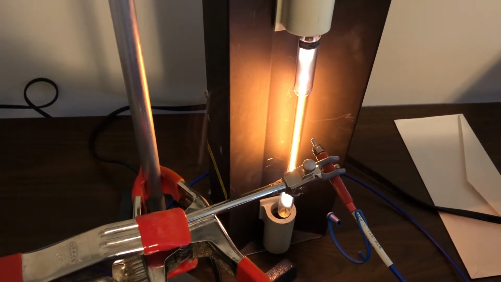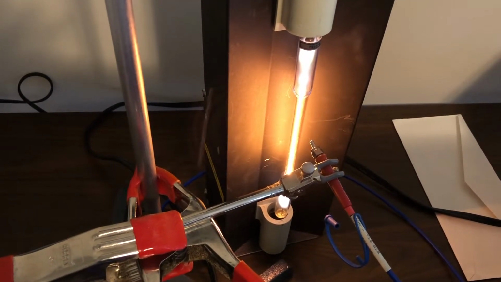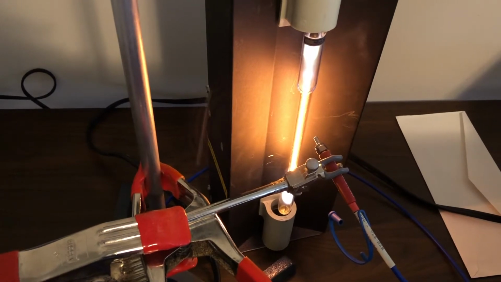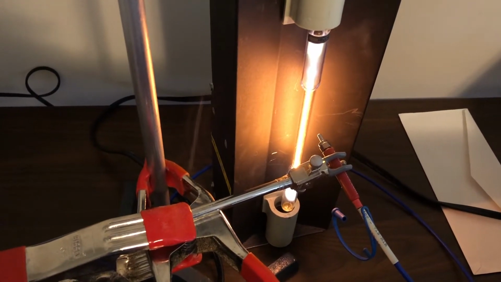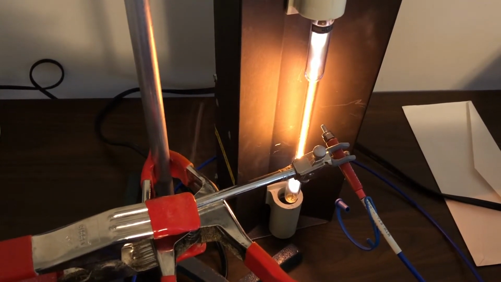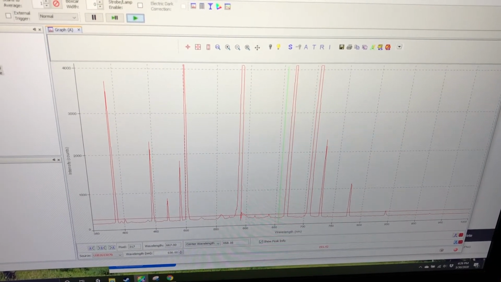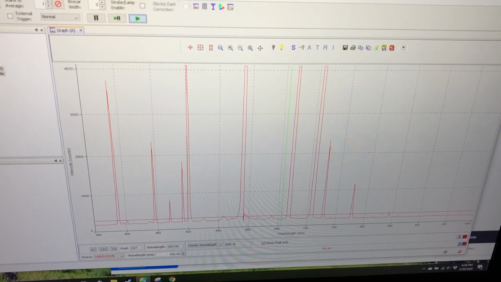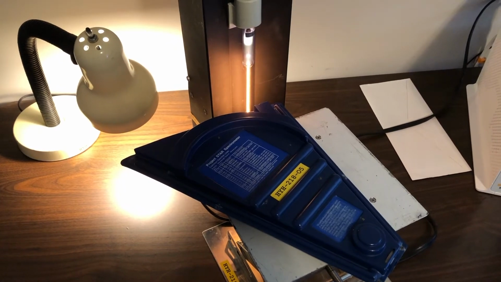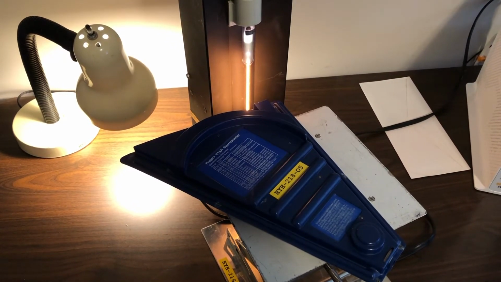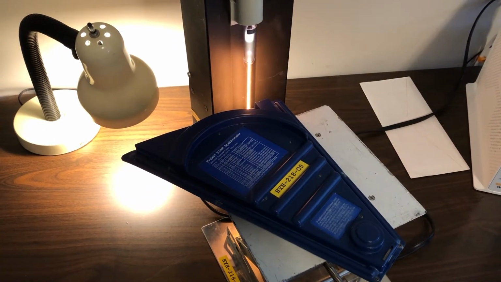And here we have the helium in the discharge tube, and as you can see, the helium gives off primarily kind of a peachy color. The helium spectrum is a lot more complicated with many more lines than hydrogen. Here we're looking at the helium discharge tube with this Project STAR spectrometer.